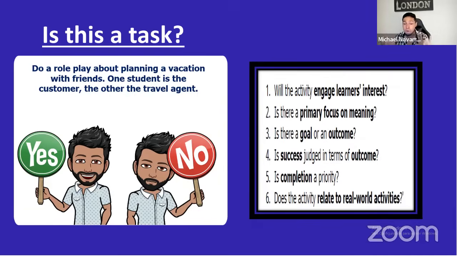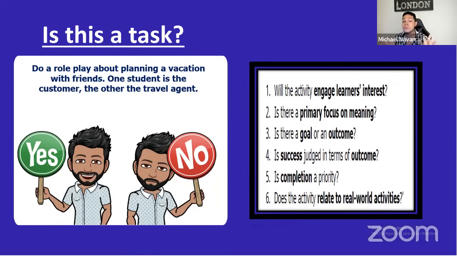And we have a role play here. One student is the customer, the other the travel agent. Excellent. I can see a lot of yeses. Very good. You see, will the activity engage learners' interest? According to my needs analysis, yes, my students wanted to learn English because they wanted to travel abroad. And that means that at some point in their lives, they are going to plan a vacation with their friends. So, as a result, they will feel motivated to complete this task.